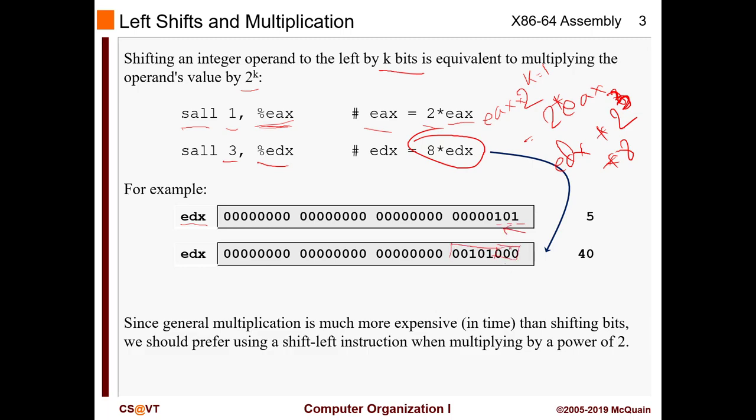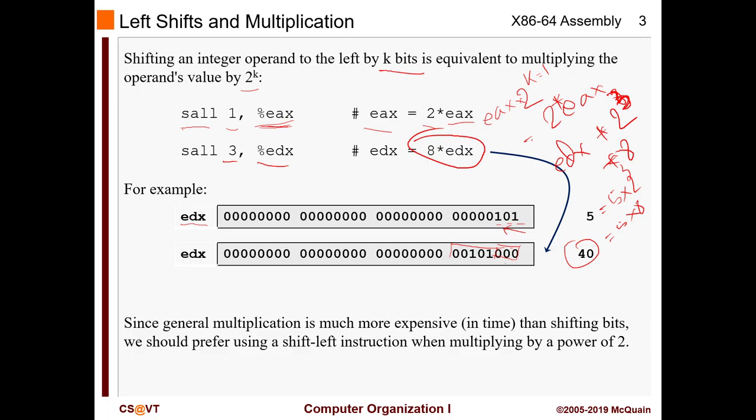And this number is equivalent to 40. So what happened was 5 into 2 to the power 3, which is 5 into 8, which is basically 40. Okay, since general multiplication is much more expensive, and well, it is, trust me, it's more expensive than shifting bytes.